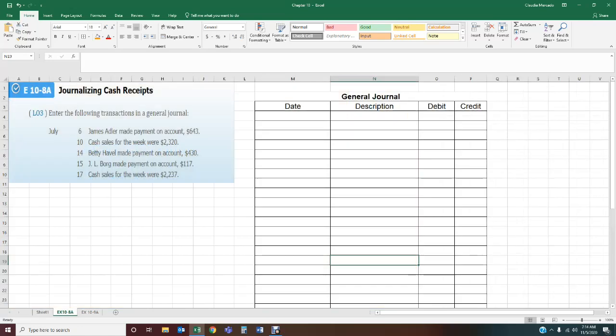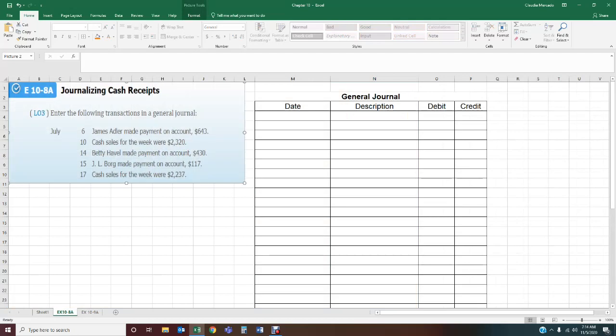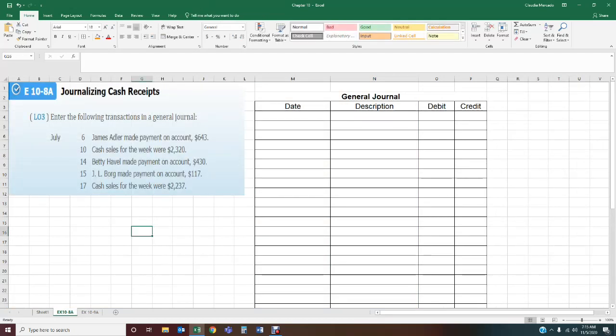The first problem that I'm going to be covering today is exercise 10-8. This particular problem deals with journalizing cash receipts. Cash receipts means we're the business and we are receiving money from customers. So we need to record these entries in our books because we are getting paid for certain things, and we need to record those items so that we can have up-to-date information.